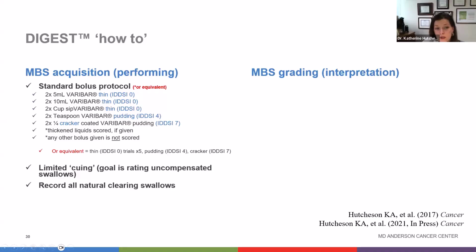We also encourage you to record all the natural clearing swallows. This is particularly important in clinical populations where delayed airway entry from residue is common.